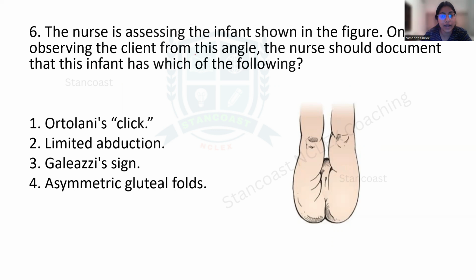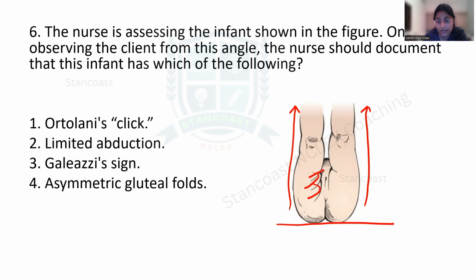On observing the client from this angle, the nurse should document that this infant has which of the following. Now we can see that the child is lying in supine position and the legs are made straight at a right angle position. Now we can see in this image, what is not normal? We can see that there are extra folds in this leg and there is only one fold in this leg.